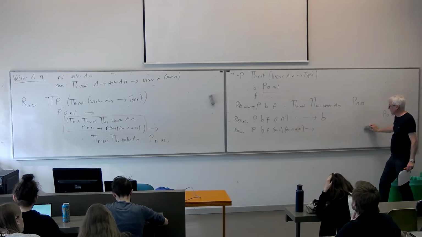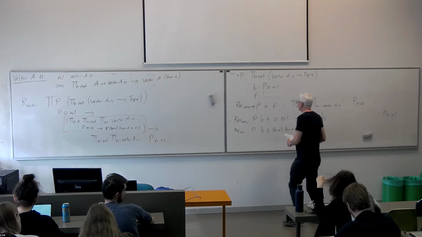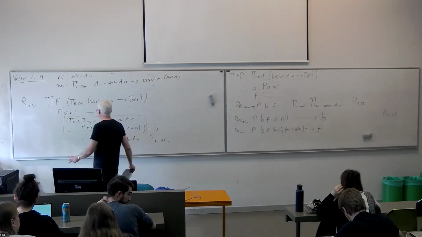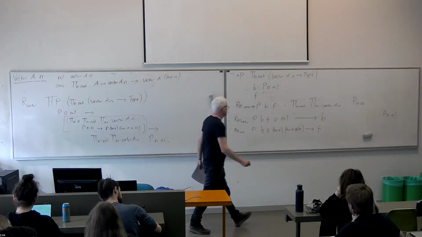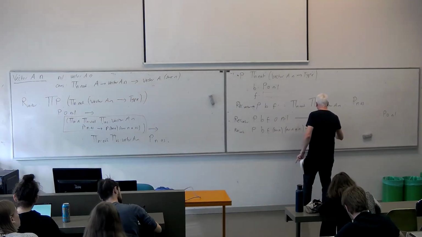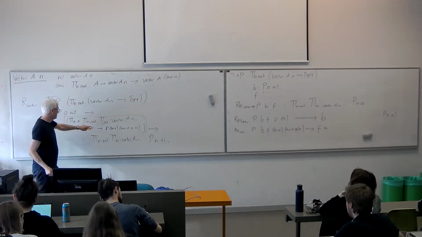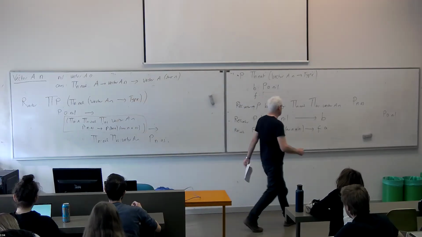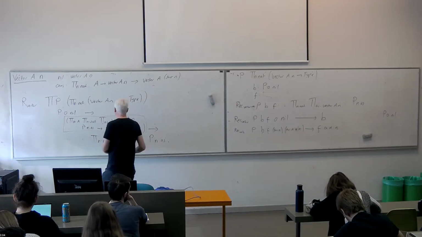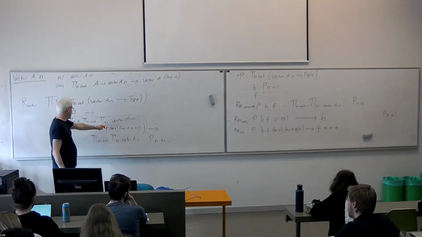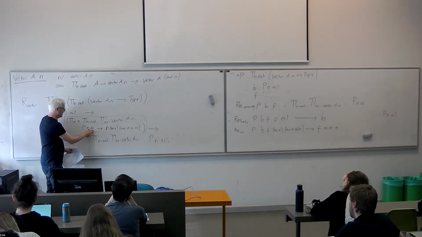Well, let me just write it out. So again, we apply F. The point is to apply F to the recursion data. So we apply F to A, which we have, to N, and to A's, and then we need something of this type, and that's given by the recursion.